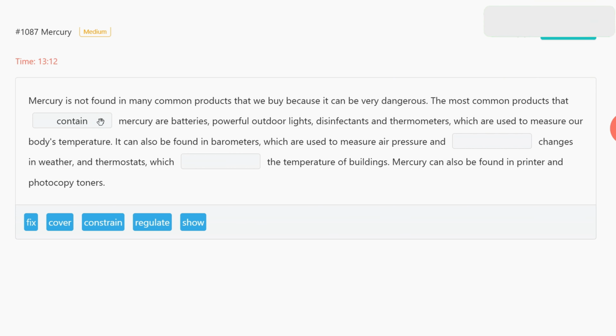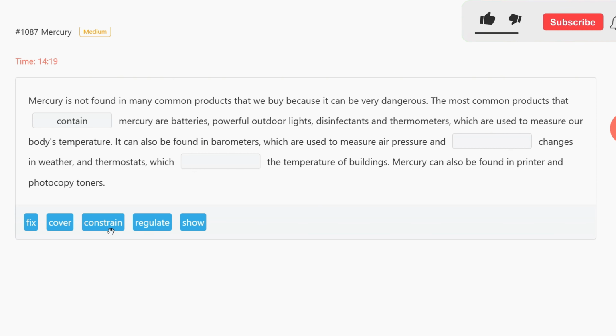So let's understand with some examples. Many energy efficient bulbs contain small amounts of mercury. This bottle contains purified water, right? Why are the other words incorrect for this blank? Fix means to repair something, but the sentence refers to holding mercury. For example, he will fix the broken thermometer, right? Next one is cover, which means to place something over another, not to include a substance. Make sense? The lid covers the container to prevent spills.